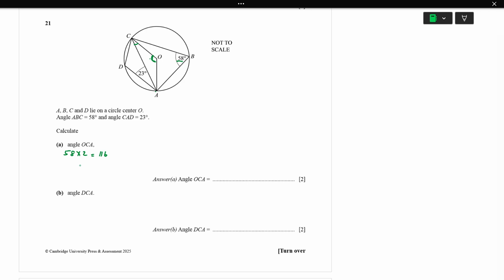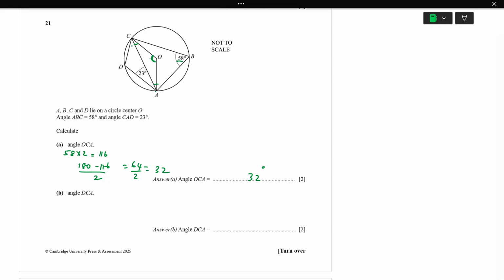So we have 180 minus 116 divided by 2, because both angles are equal because of the isosceles triangle. So we get 64, then 64 divided by 2, which is equal to 32. The answer is 32 degrees here. The next part, angle DCA.